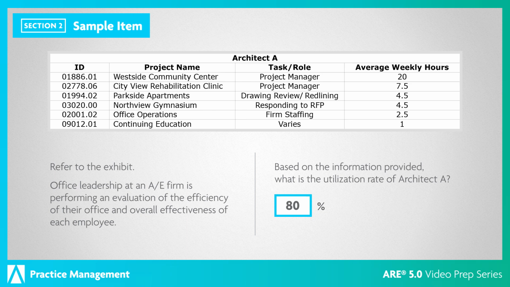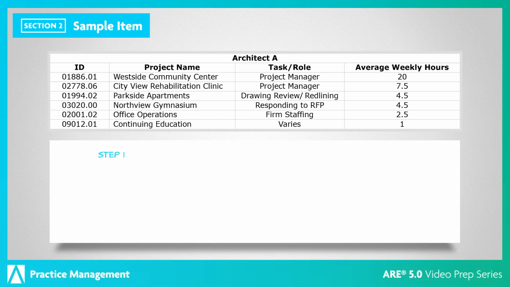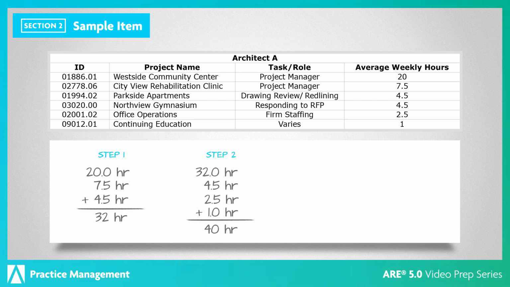According to the Architect's Guide to Small Firm Management and the Architect's Handbook of Professional Practice, utilization rate is a measure of the effective use of labor and is calculated by dividing an employee's direct labor by their total labor. First, you need to identify the direct labor hours for Architect A. Time spent on the West Side Community Center, City View Rehabilitation Clinic, and Parkside Apartments is all direct labor because it is charged to each project. Hours spent on responding to an RFP, firm staffing, and continuing education are considered indirect labor.